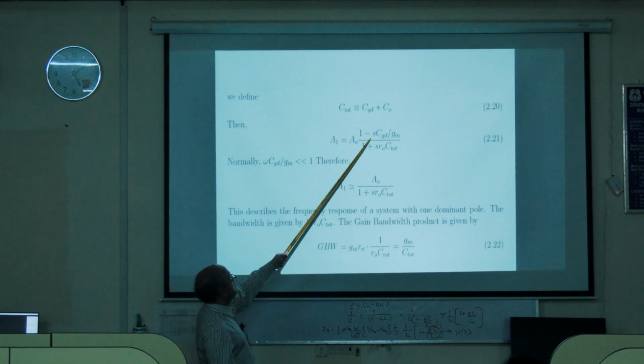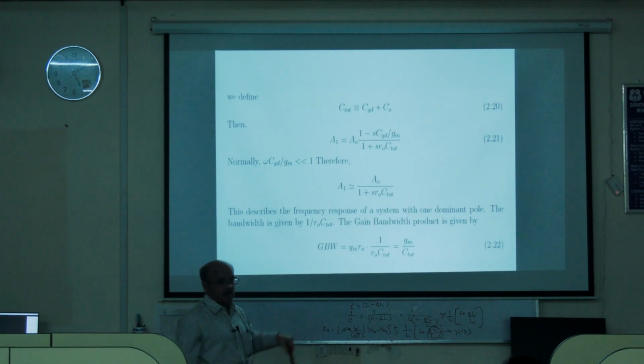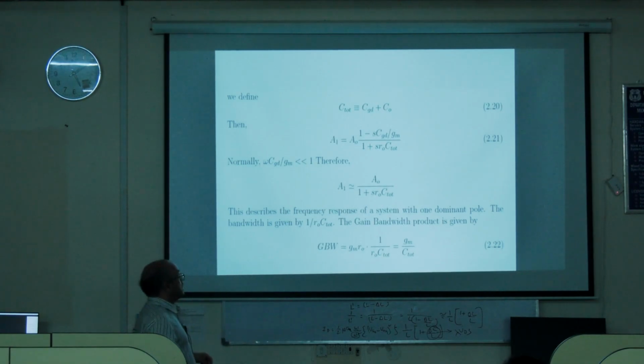Omega CGD by GM is far less than 1, right? I am not doing any violation here. What I am trying to do is consider those frequencies for which omega CGD by GM is far less than 1, because GM is generally pretty large.